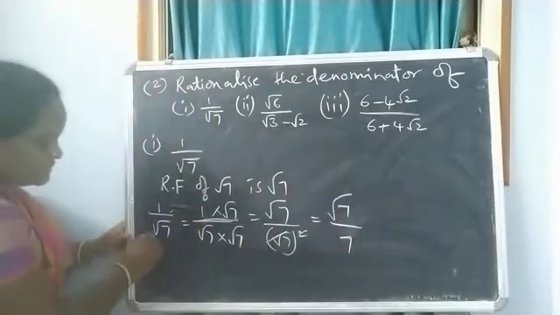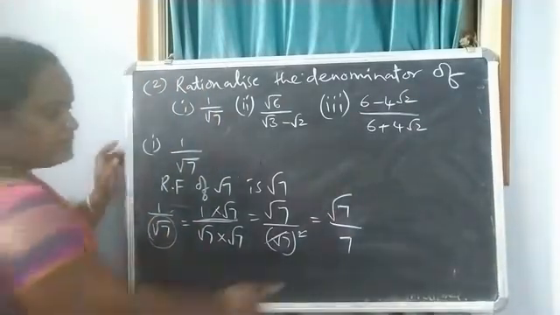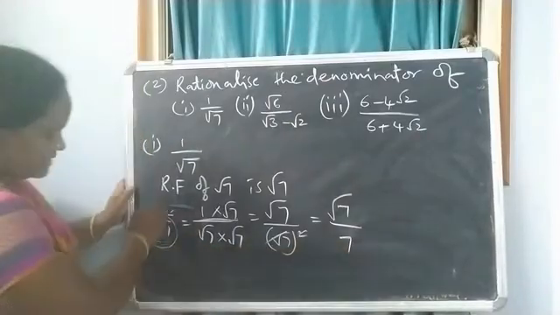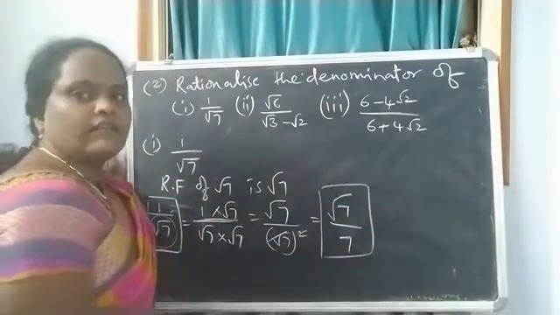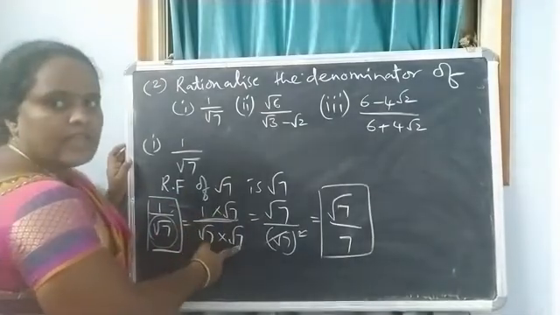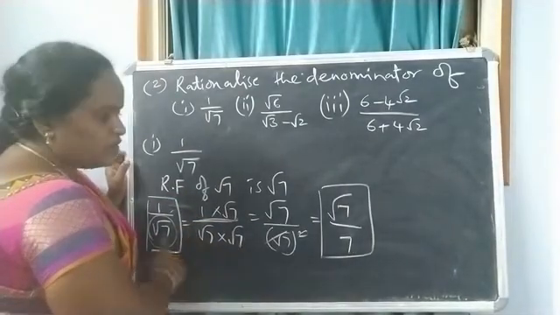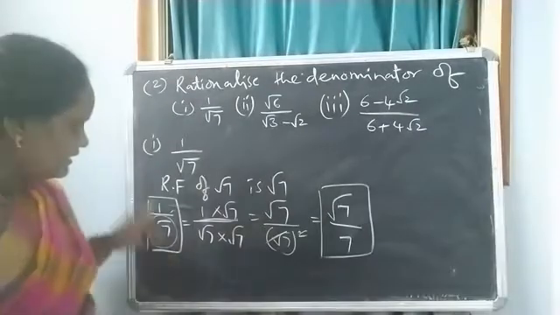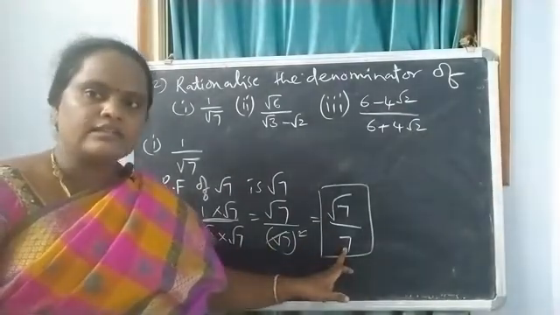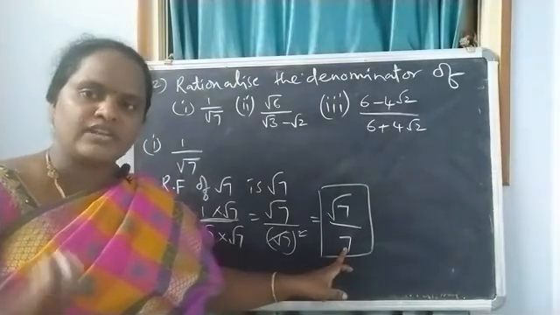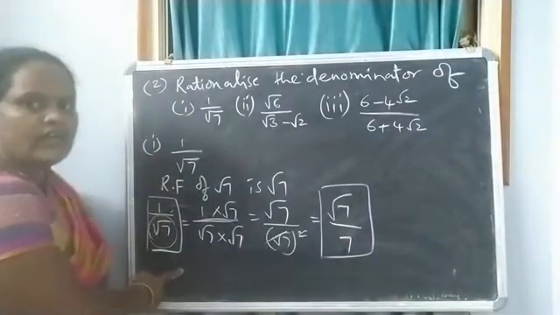Now if we observe, the denominator is converted to a rational number. Actually this one and this one are exactly equal because we multiplied with the same number in the numerator and denominator. So both are equal. But the only thing is that here the denominator is an irrational number, whereas here it is rationalized. So this is the answer for the first one.